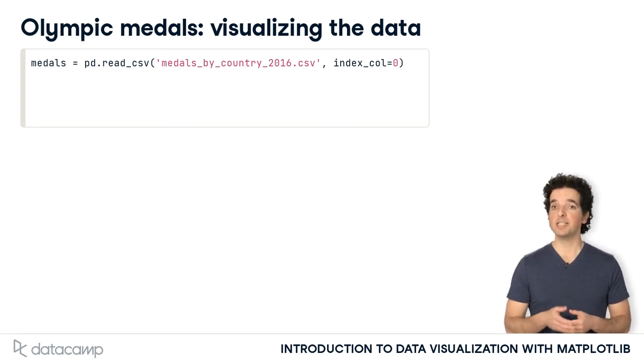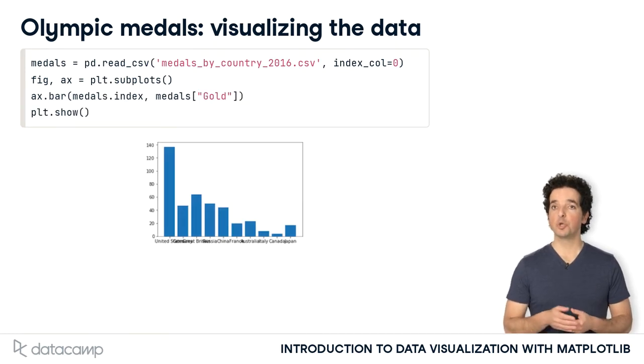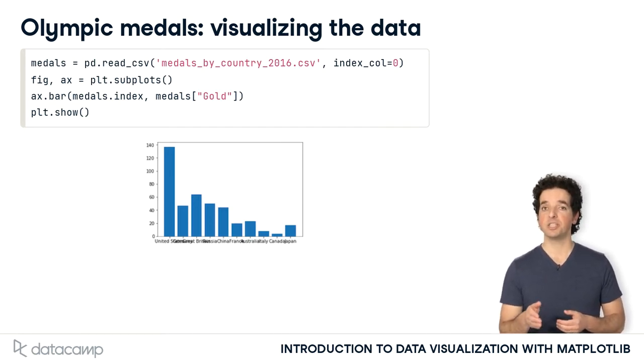Next, we can visualize the data about gold medals. We create a figure and an axes object and call the axes bar method to create a bar chart. This chart shows a bar for every row in the gold column of the data frame, where the height of the bar represents the number in that row. The labels of the x-axis ticks correspond to the index of the data frame, which contains the names of the different countries in the data table.